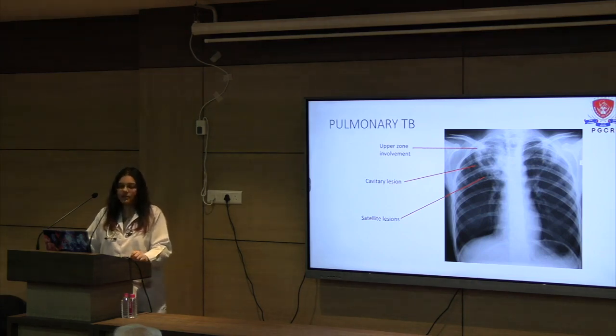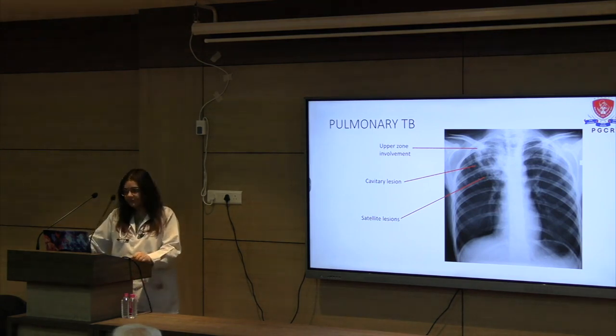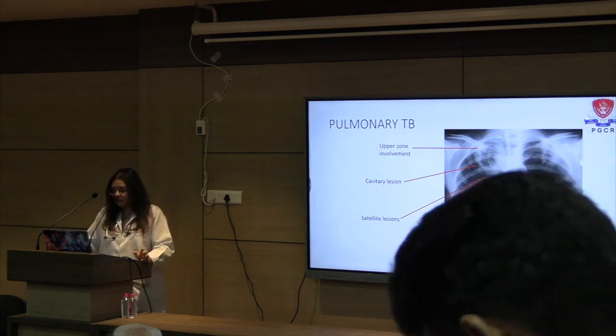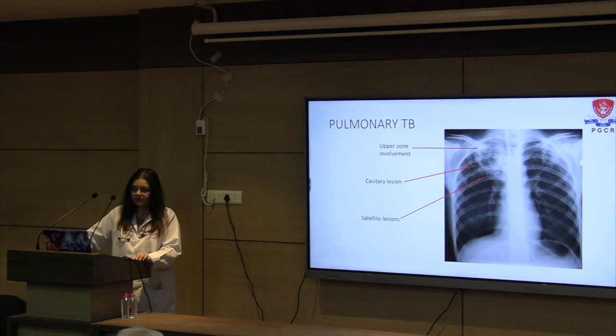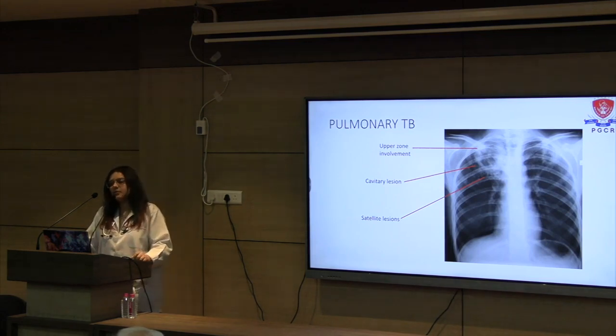This is pulmonary TB, one of the commonest X-ray findings you will see day-to-day. Why does tuberculosis usually involve the upper zones? Because the upper zone has the most ventilation, the TB bacteria are air-loving bacteria, and the lymphatic drainage is low and the blood supply is low, so the immune response is also low.